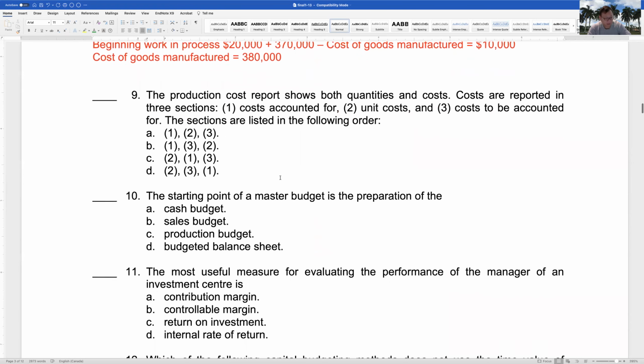Okay, let's take a look at number 9. The production cost report shows both quantities and the costs. Costs are reported in three sections. One, costs accounted for. Two, unit costs. Three, costs to be accounted for. The sections are listed in the following order. So which one? How is this section presented in the production cost report?